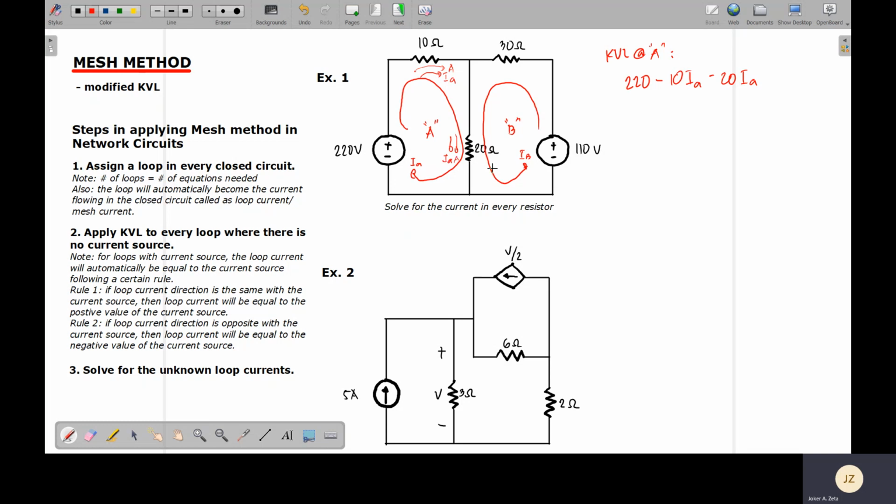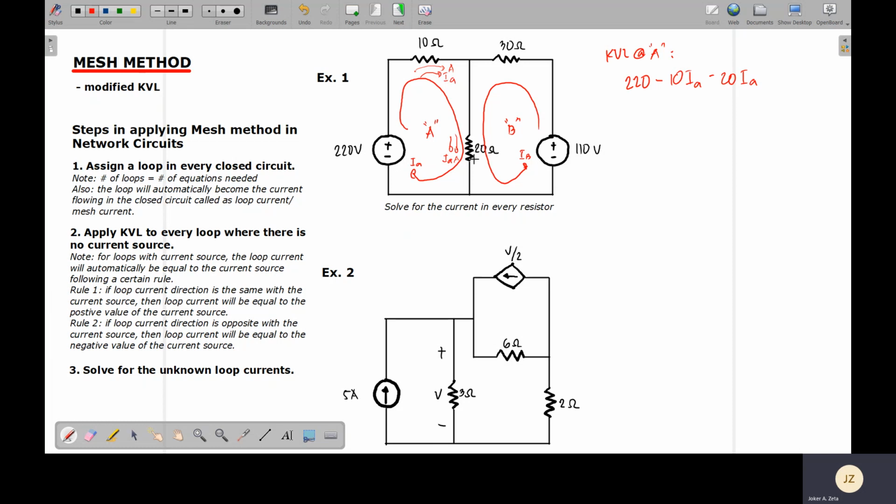Voltage due to IA and voltage due to IB. Now this time with respect to loop A. Again, along the 20 ohm resistor, loop A is going down. The direction is going down, and its equivalent current IA is also going down. Therefore, you have a voltage of negative 20 IA.